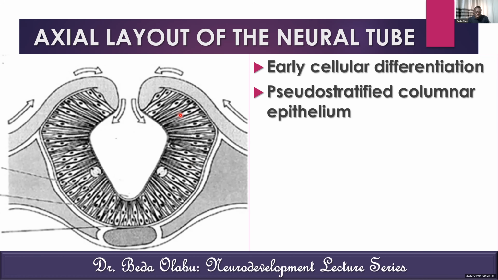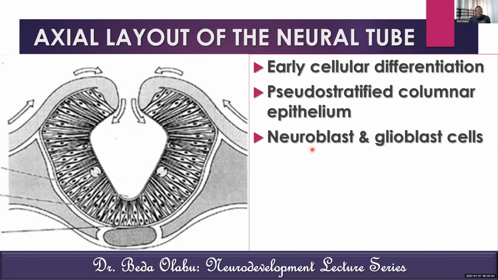When you look at the epithelium, it appears to start as columnar epithelium, meaning all the cells are still resting on the basal lamina, but we have a mixture of short and tall cells. But as time goes by, we'll have true stratification of this epithelium.